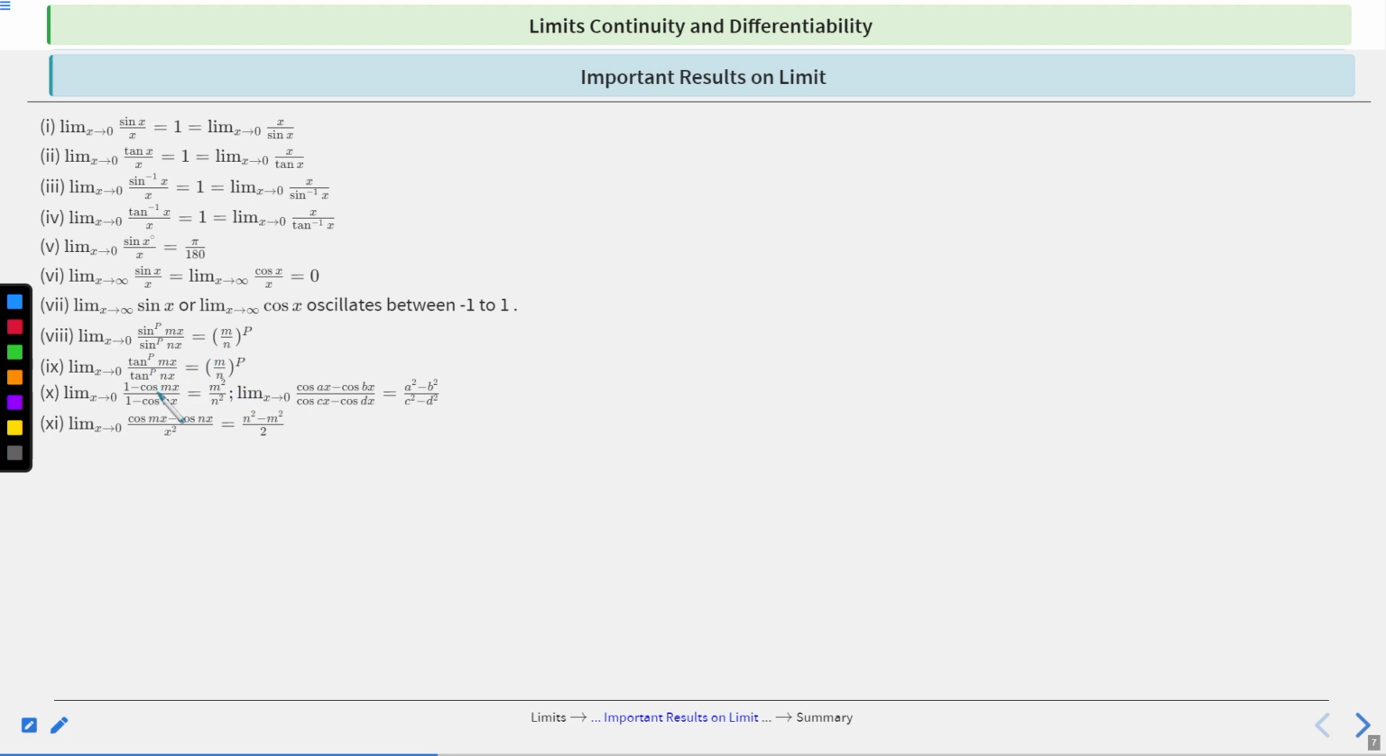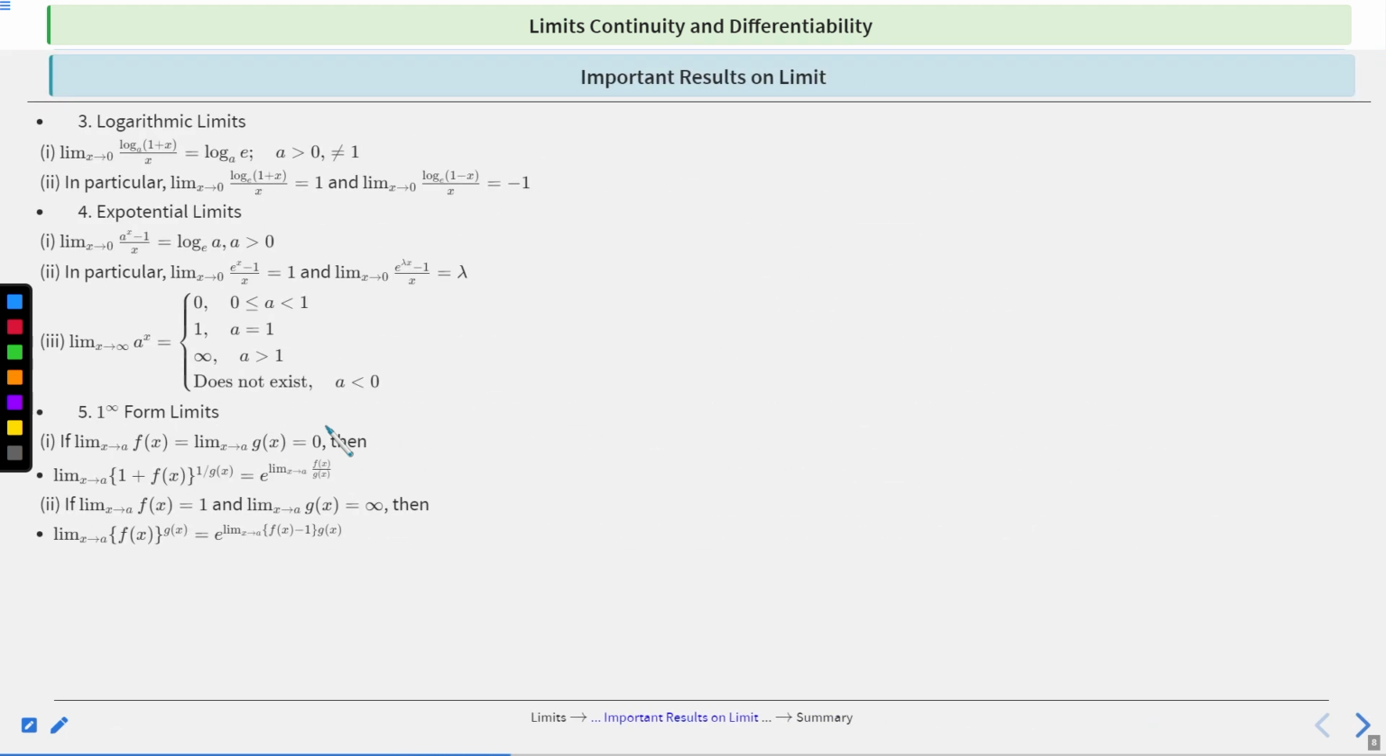Next one is limit x tending to 0 of (1 minus cos mx) upon (1 minus cos nx) is equal to m square upon n square. And limit x tending to 0 of (cos ax minus cos bx) upon (cos cx minus cos dx) is equal to (a square minus b square) upon (c square minus d square), right? Next one is limit x tending to 0 of (cos mx minus cos nx) upon x square, which can be written as (n square minus m square) upon 2. Clear? So you have to remember these results.